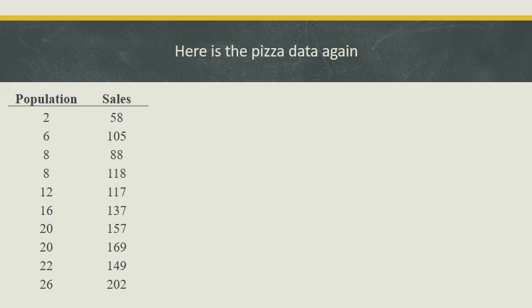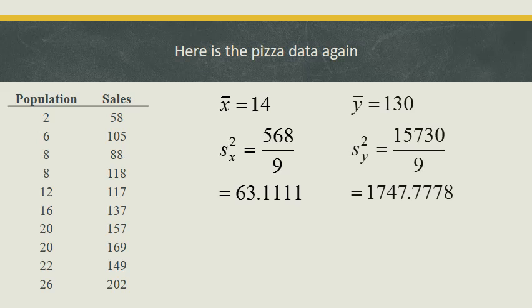We're going to use the pizza sales data again as our example. The complete data set is shown on the left, and I just need to remind you of the sample mean and variance for x, and here is the sample mean and variance for y. And lastly, here is the sample correlation and the best fit line for the data. These numbers will routinely pop up in the calculations, so take note of them.